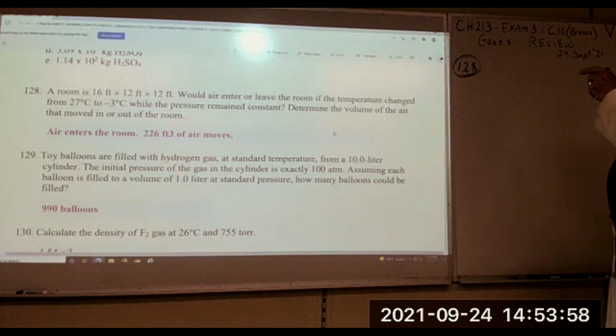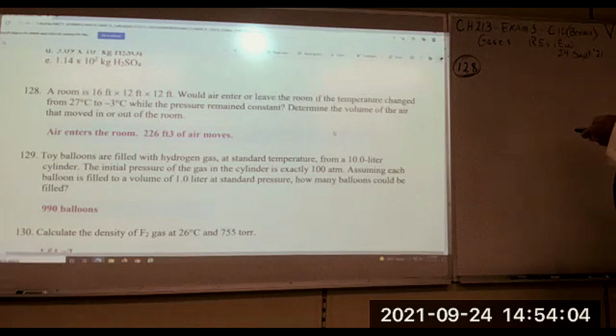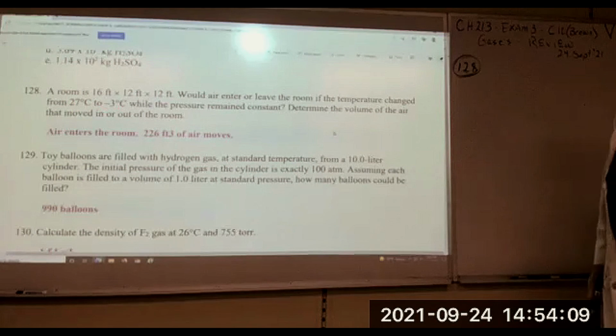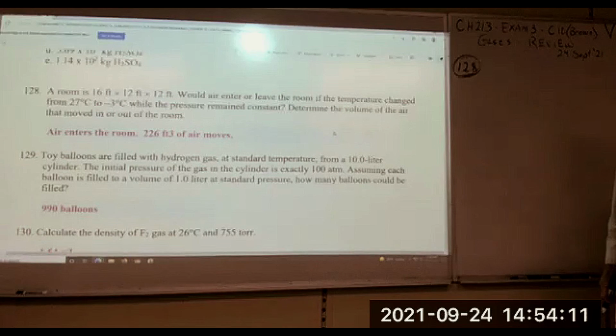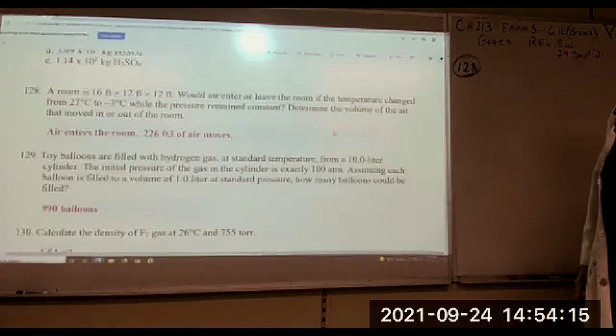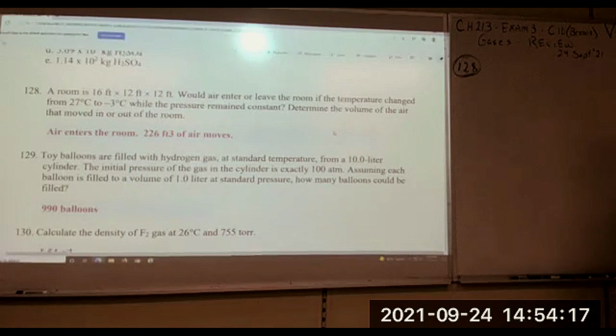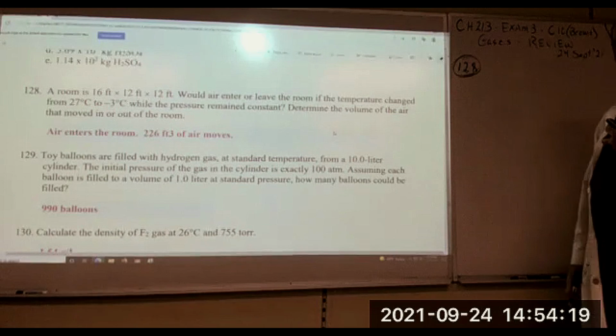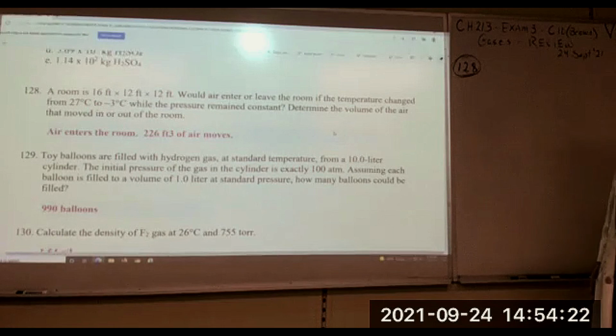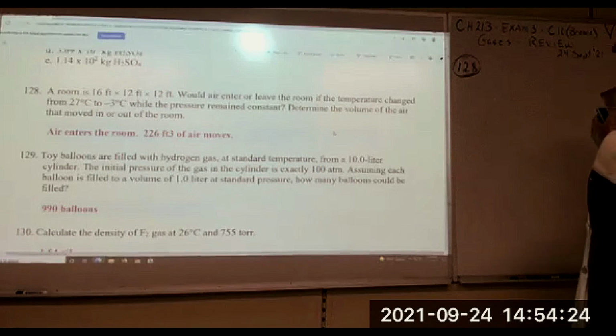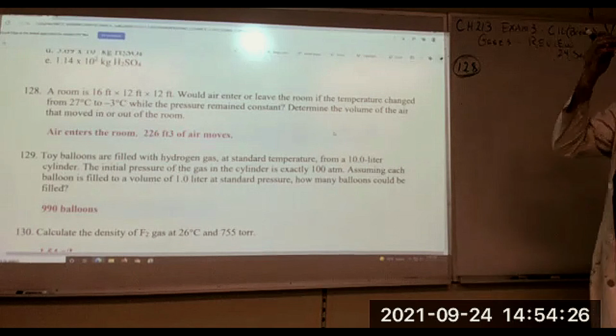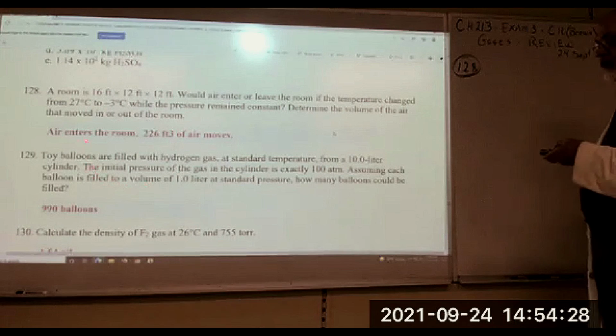So what do we do? The first step is: is the air going to move into or out of the room? If the temperature in the room suddenly drops from 27 to -3 degrees, what is that going to do to the volume of air in the room? It's going to try to decrease it, correct? So that means a decrease in pressure. So the pressure differential is going to move the air into the room. So that's the first answer. Air moves into the room.